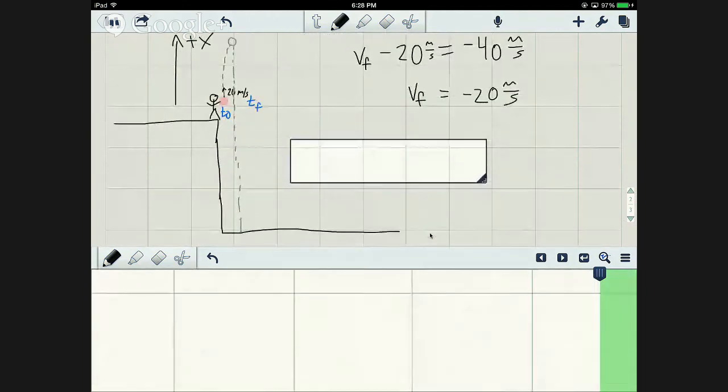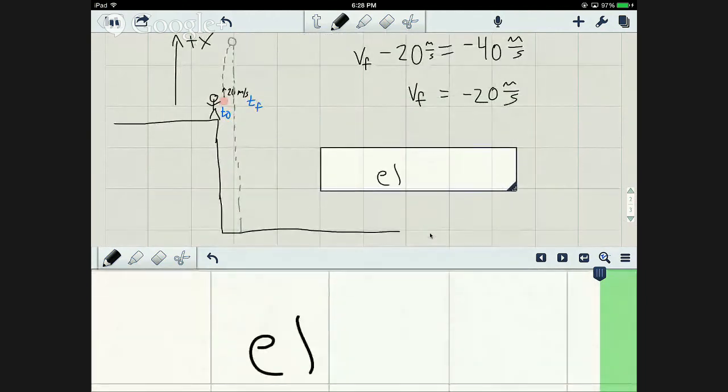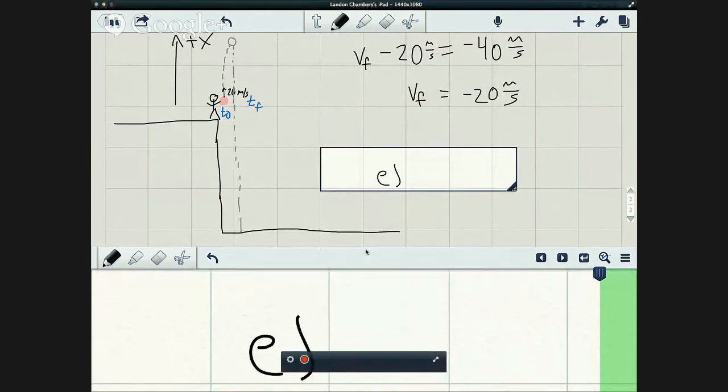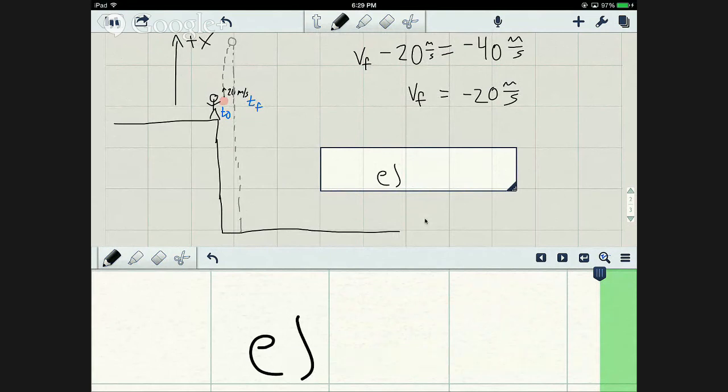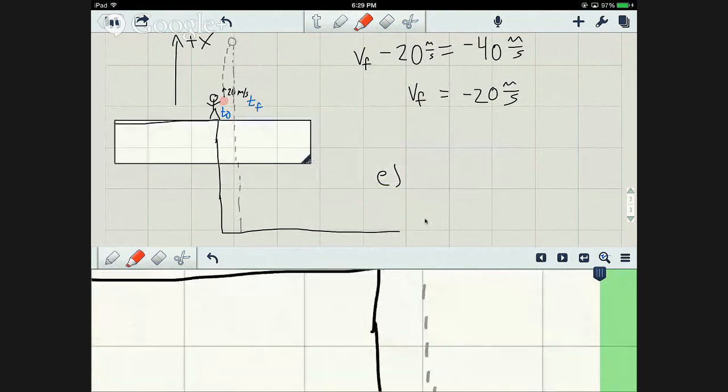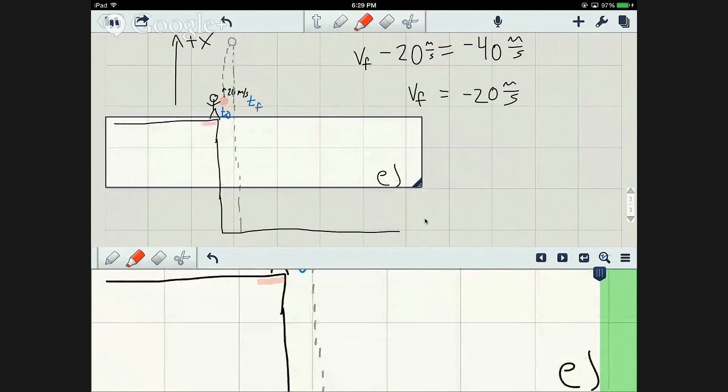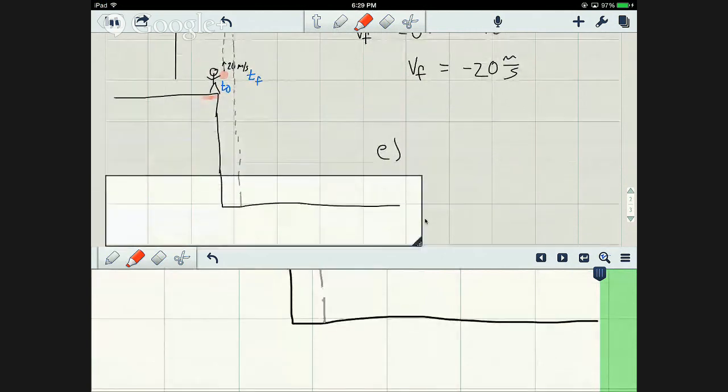Part E. At what time, starting from the initial toss of the ball, does the ball hit the ground? 1,000 meters below the cliff. Okay. So this is 1,000 meters here.